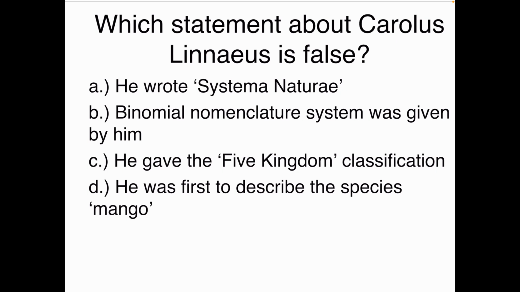Which statement about Carolus Linnaeus is false? Option A, he wrote Systema Naturae. Option B, the binomial nomenclature system was given by him. Option C, he gave the five kingdom classification. And option D, he was the first to describe the species mango. Okay, let's discuss this question.